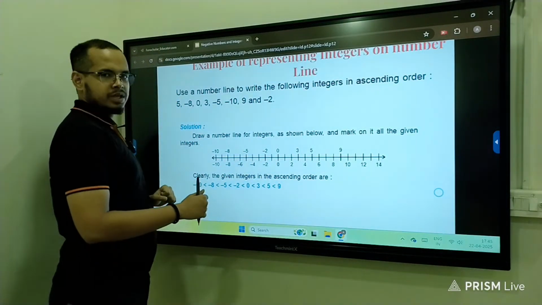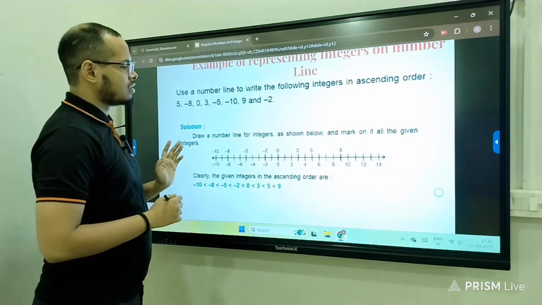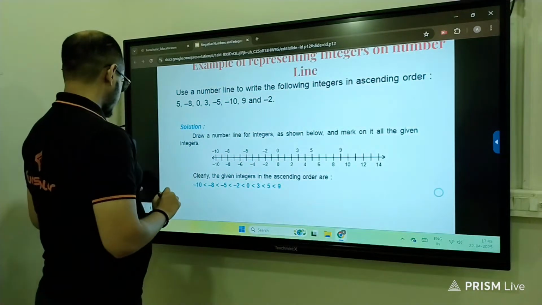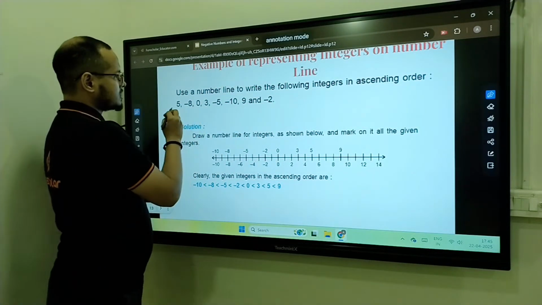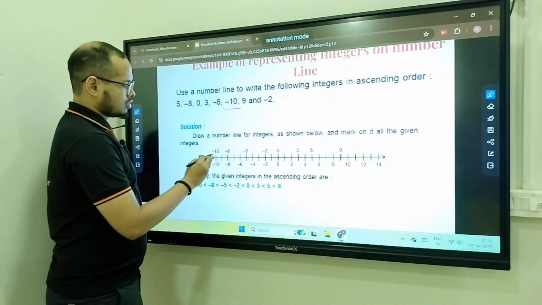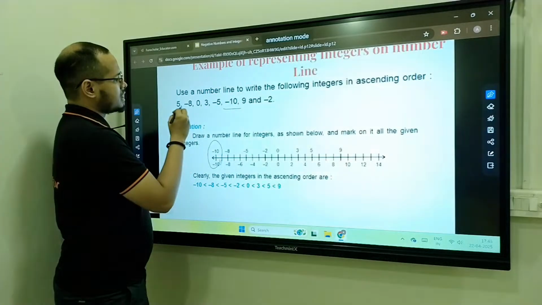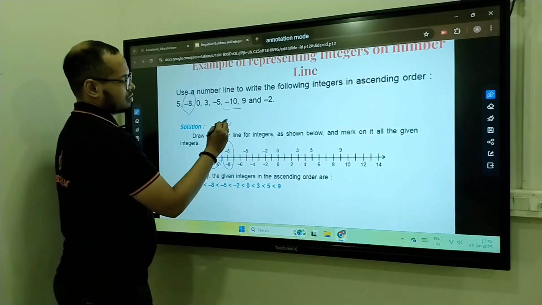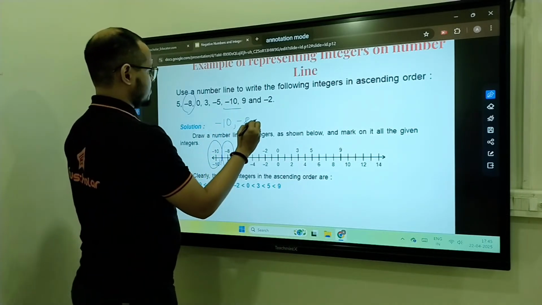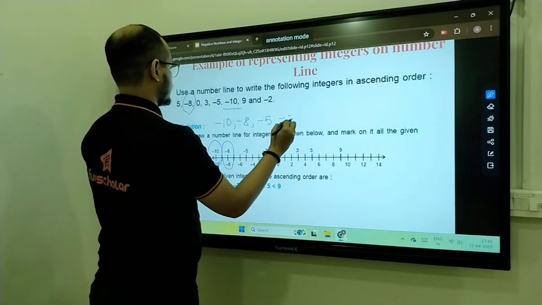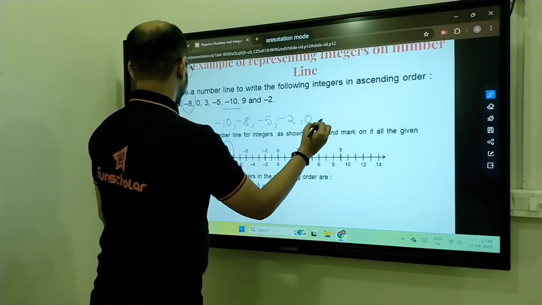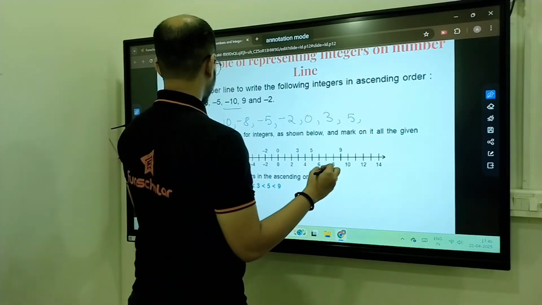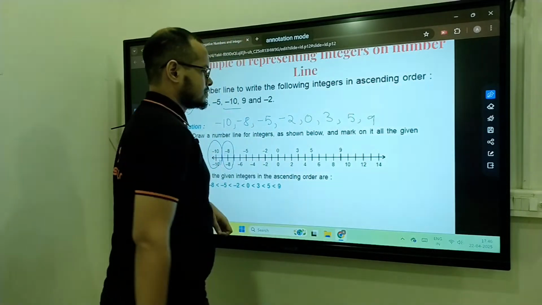So what are the integers that we have to find in ascending order? Ascending order is what, from small to big. So what is the smallest number that we can see over here? The smallest number that we can see is -10, right? So -10 is the smallest number. After that, -8. -8 is the second smallest number. Let me first write it down in ascending order. -10, -8, -5, -2, 0, 3, 5, and lastly 9. Okay.